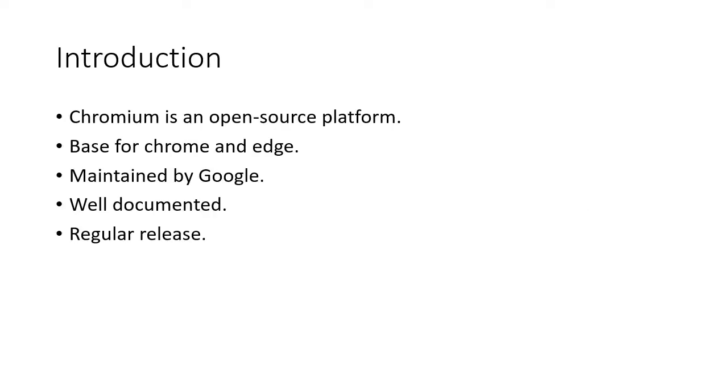Chromium is an open source platform which is used in building the browsers. Some of the popular browsers are Google Chrome and Microsoft Edge. Many other browsers like Opera are also built on Chromium. The entire code base of Chromium is developed and maintained by Google. Google started this firm in 2008 and allowed developers from outside to contribute to the Chromium.